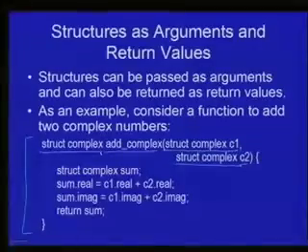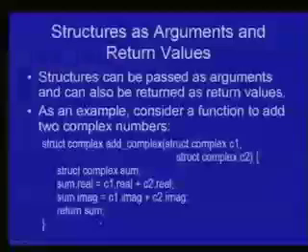Now how do you add two complex numbers? Well, that's very easy. You just have to add up the real parts and the imaginary parts separately. So that's what this function does. It declares a local variable called sum of type struct complex, and sum.real is assigned the value C1.real plus C2.real, and sum.image is assigned the value C1.image plus C2.image, and finally the value of sum is returned.